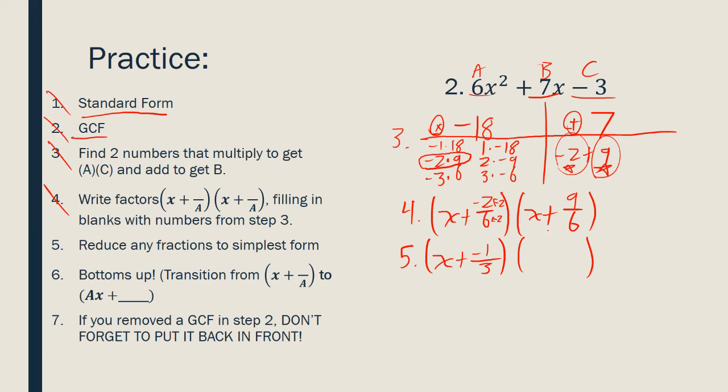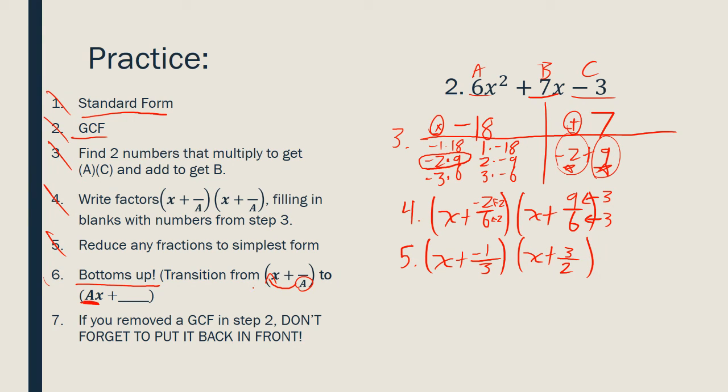Over here, I have x plus 9 over 6. Notice that 3 can divide into both of those numbers. So 9 divided by 3 on the top is 3. 6 divided by 3 on the bottom is 2. So both of those fractions are completely simplified. So I've reduced my fractions. Now, bottoms up, I need to transition from A in the denominator and multiply that A by x.